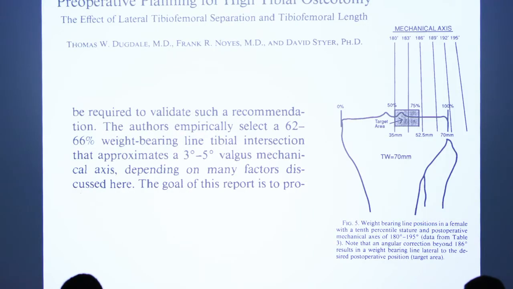In fact, it was Frank Noyes, along with Dugdale, who came up with this study, because he thought 65 is a little bit too far lateral, and then they published this one, and there you see the authors empirically select a 62 to 66 weight-bearing line tibial intersection that approximates 3 to 5 degrees of valgus mechanical axis. So basically, they were just guessing. Empirically selecting is guessing. So Bob Teitge from Detroit, a great osteotomist, asked Frank Noyes, Frank, how did you come to this 62% intersection? And he said, because it had to be some figure. So actually we have to say, we don't know.